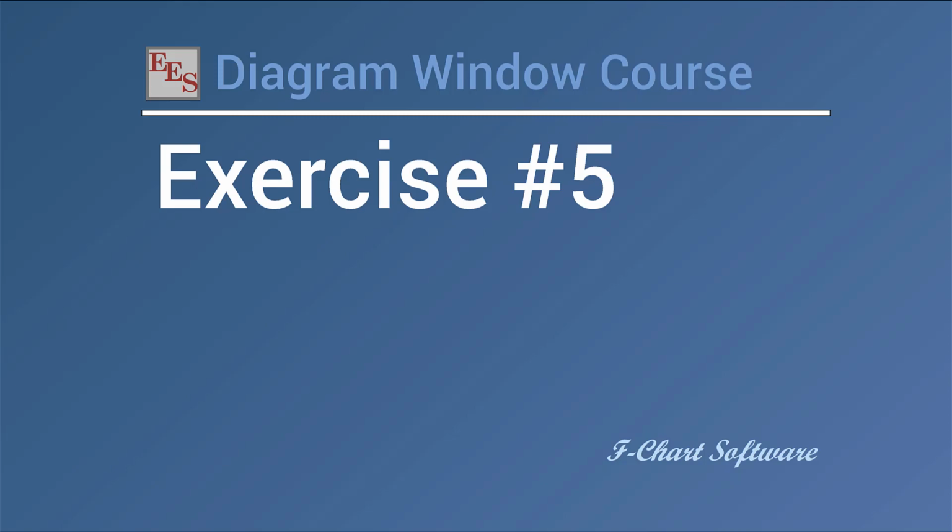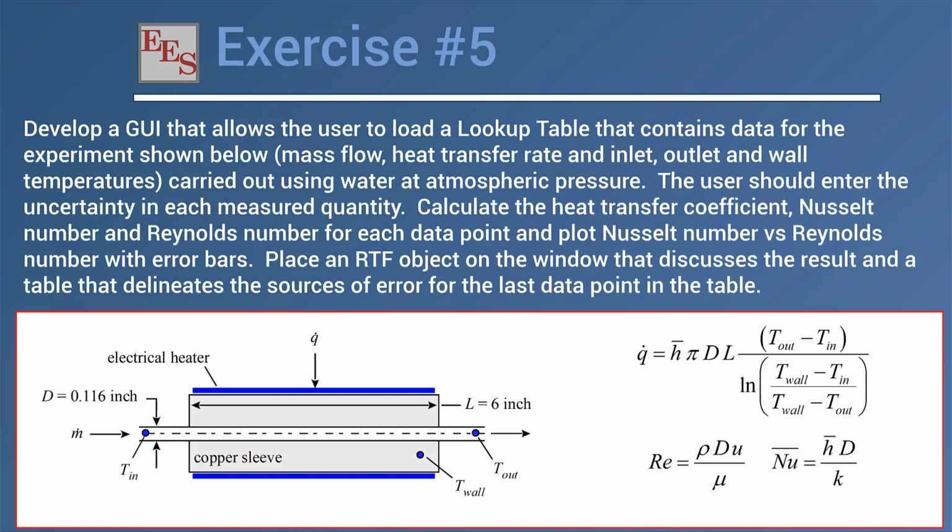Okay, so this is the fifth exercise in the diagram windows course, and in this exercise we're going to use some of the stuff that we've just got done talking about in some of the previous videos. Specifically maybe putting in some links in the window, and then also having some RTF objects as well as a table. So this is the problem we're going to do.